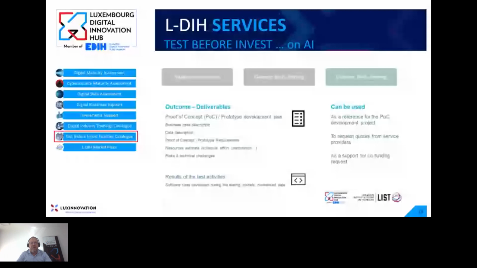If you're interested in this service, just contact us. It's fully subsidized. We have to follow some rules, but generally speaking, this is fully subsidized by the European Commission and national state aid here in Luxembourg. Quite interesting if you're considering a project and you look for orientation.